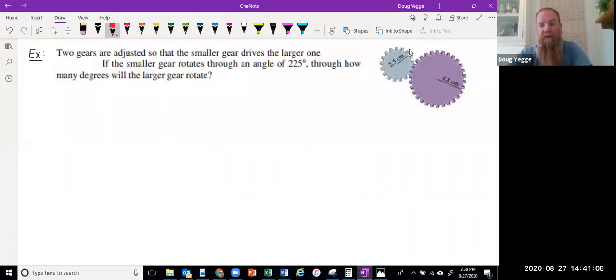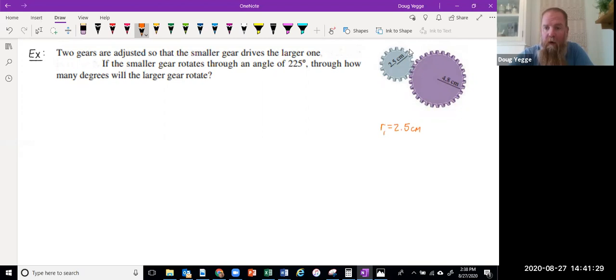So here's another situation involving rotation, where we're asked about how one gear rotating affects the other gear rotating. We first start off with this diagram here, where we see that one radius is 2.5 centimeters.